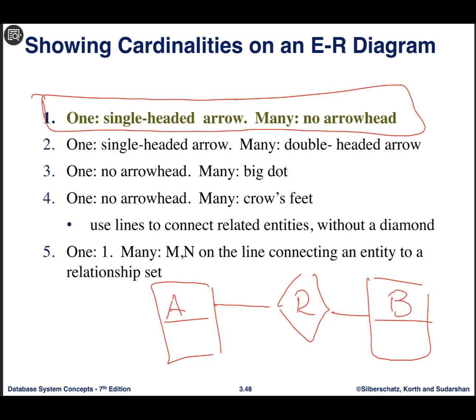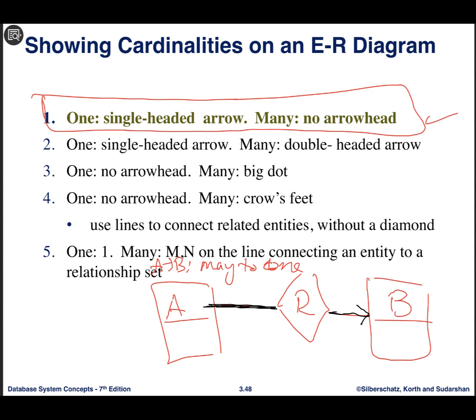Assume the relationship is going to be, let's say, many-to-one, from A to B. If you use this notation to specify which is the one and which is the many, the one is going to be a single-headed arrow and the many is going to be no arrowhead. So in this case, I'm going to do something like this. This is the many, a single line with no head, and this one is going to be the arrowhead.